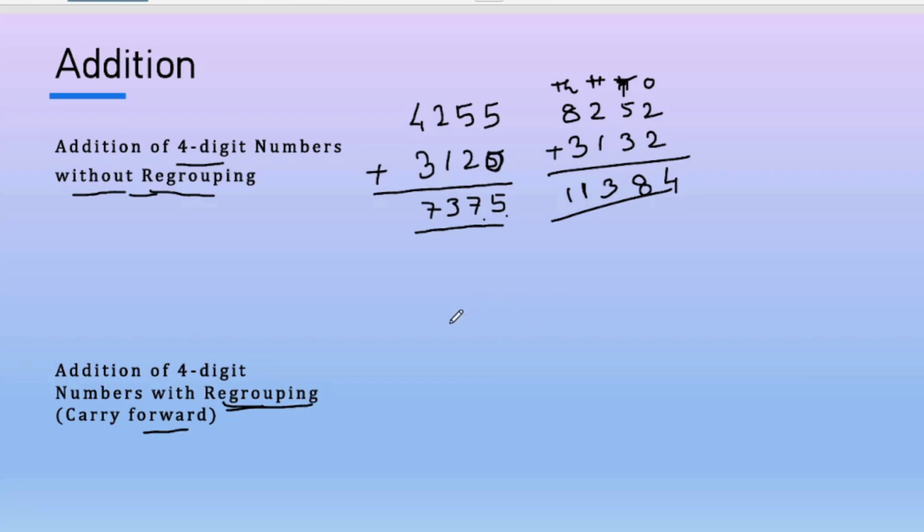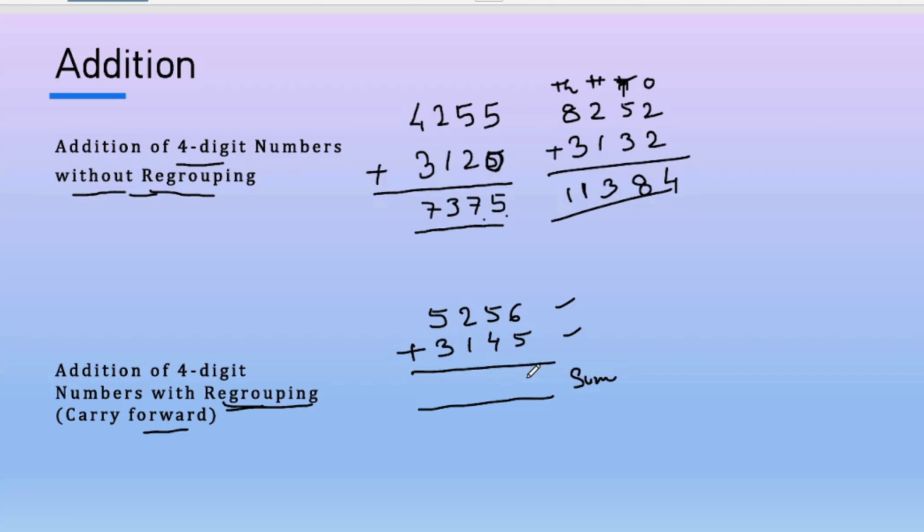Now let's take an example with regrouping. That is, there is a carry forward. How to solve this? I am sure by now you must have practiced this question. I am just revising this for you. Let's take one example, 5256 and then 3145, right? You need to find the sum of these two numbers. These two numbers will be called addends and the result that you will get will be called the sum.